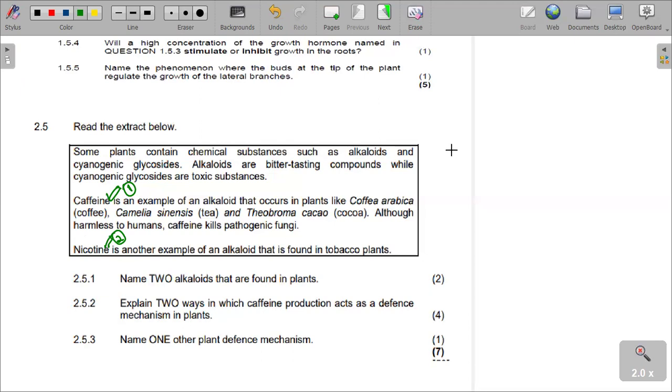So for 2.5.1, we have one, caffeine, and then two, which is nicotine.